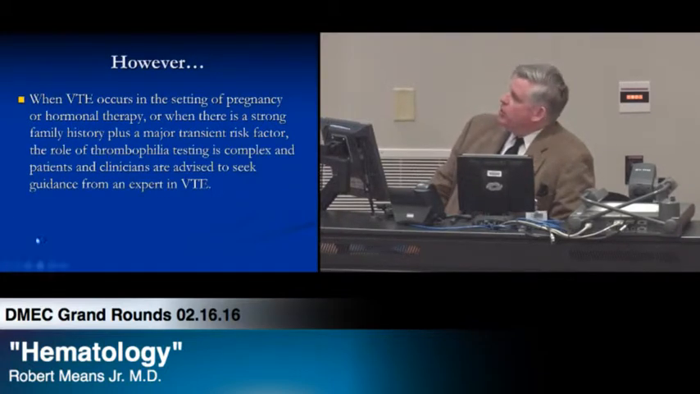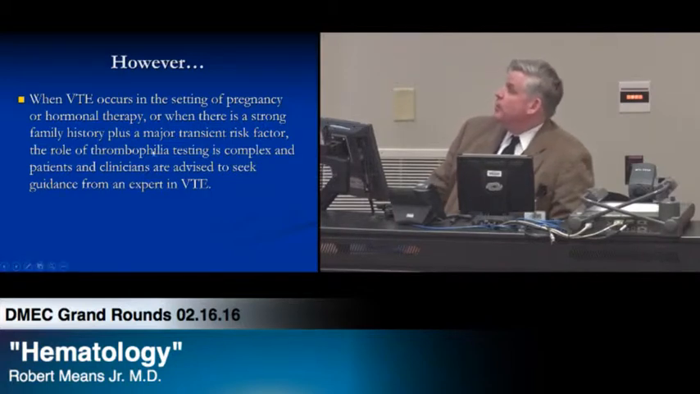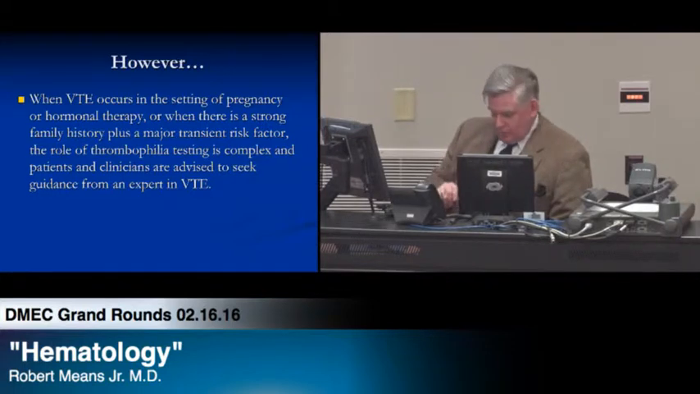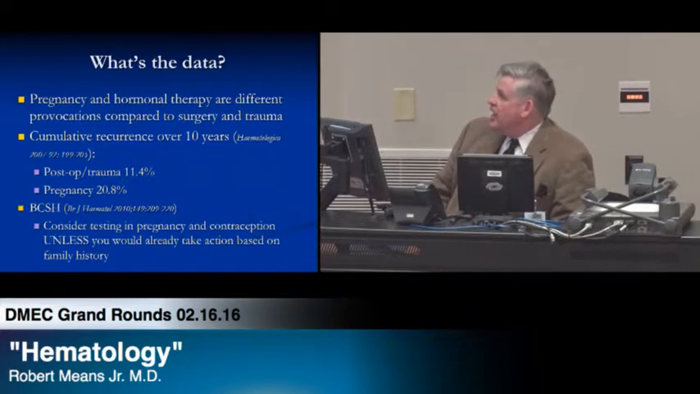So the other point that showed up in the Choosing Wisely guidelines, and this again is a quote from it, when the event occurs in the setting of pregnancy or hormonal therapy, or when there is a strong family history complicating a major transient risk factor, and I need to say also, when there is a strong family history, period. The role of thrombophilia testing is complex, and they recommend that you seek guidance, and guidance is what you're about to get.